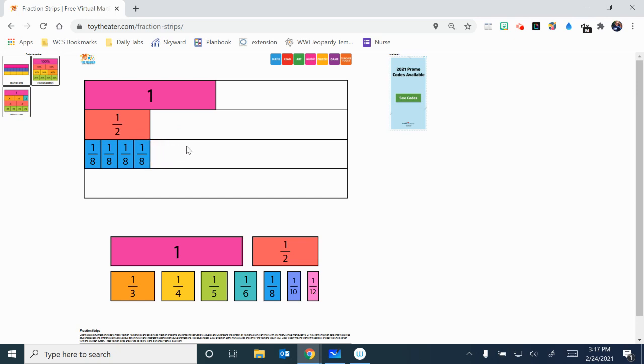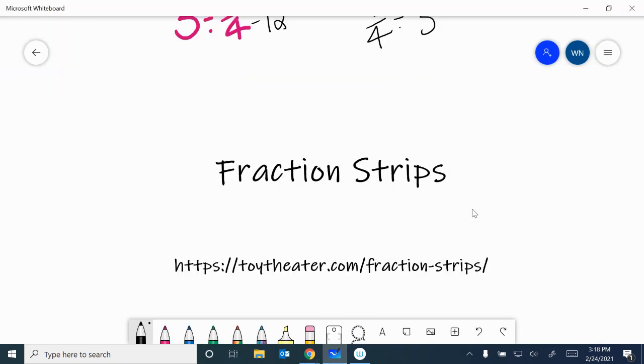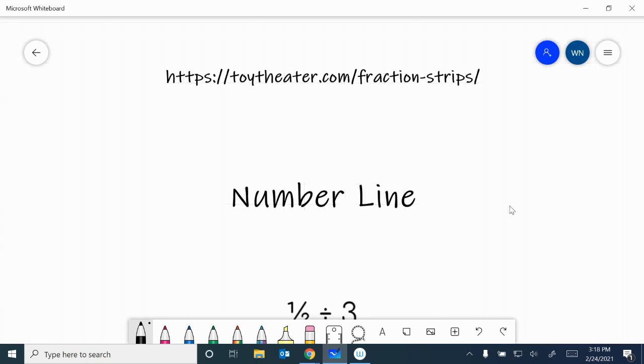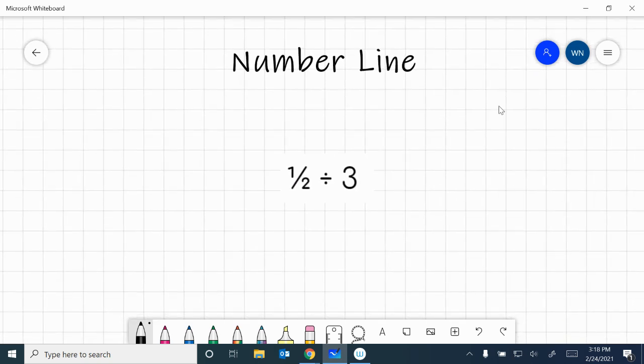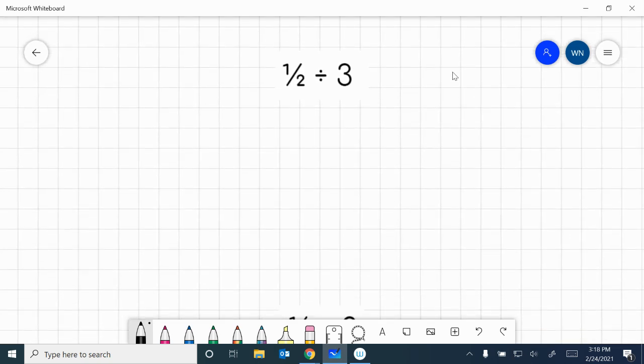You're going to have a lot more practice with these fraction strips today on your classwork and on your IXL. But for right now, let's go ahead back to our notes and start with the number line side. So let's take a look at those number line problems.